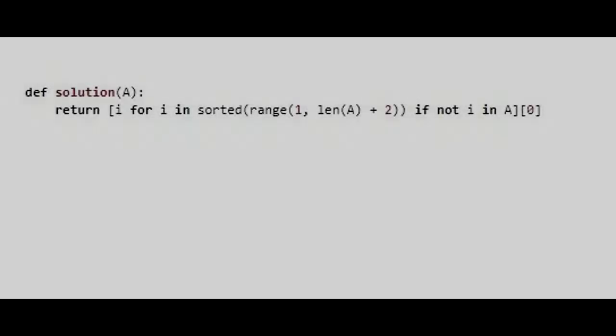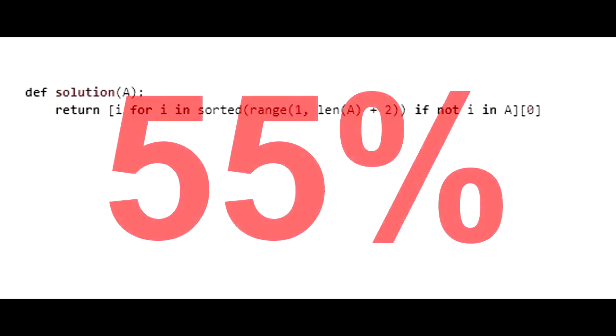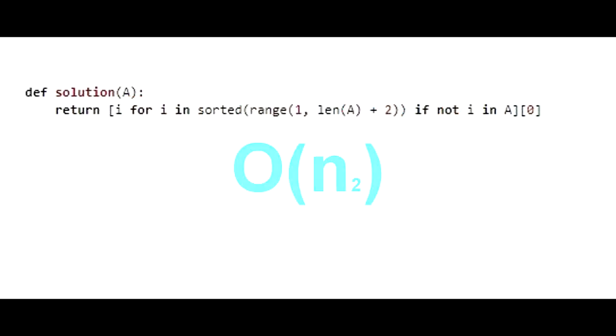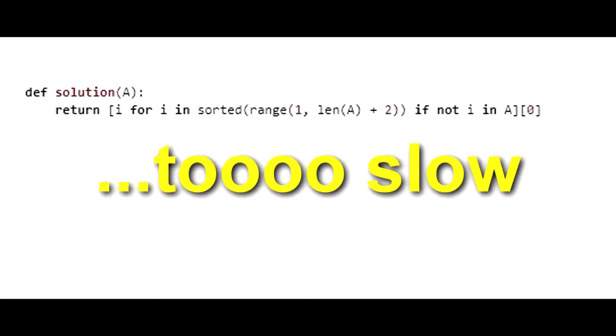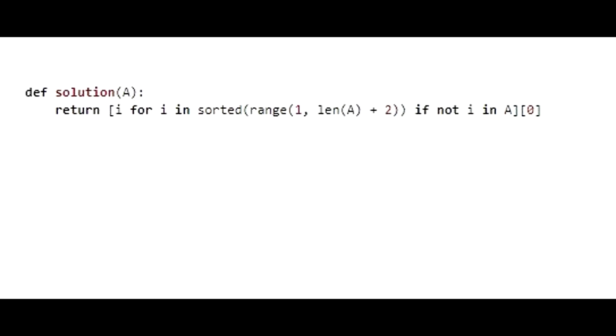Our second example gets us closer at 55%, but it detects the wrong time complexity that Codility is looking for. This one gets us 100% correctness, but simply won't pass because it times out at the larger numbers. Returning i for i in a sorted range, and then if it's not in A, we'll return the missing element. This works with all arrays of elements, even one. But it's just too slow. Darn.